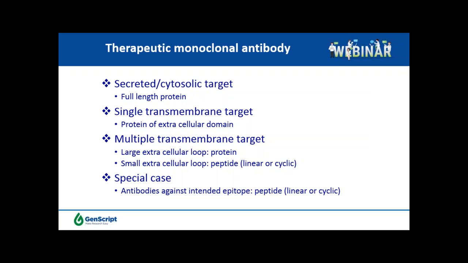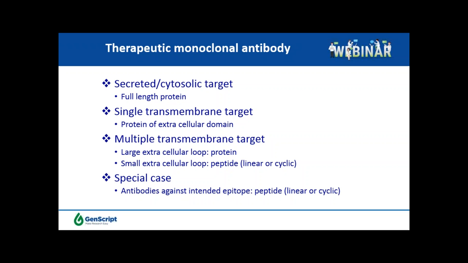Generating therapeutic antibodies is a bit more complicated. Therefore, antigen strategy is evaluated on a case-by-case basis, with one golden rule: choose the antigens with maximum similarity to the natural forms. Typically, for a secreted or cytosolic target, a full-length recombinant protein is preferred as an antigen. It is much superior to peptide given the more accurate conformation and the diversity of the potential epitopes.